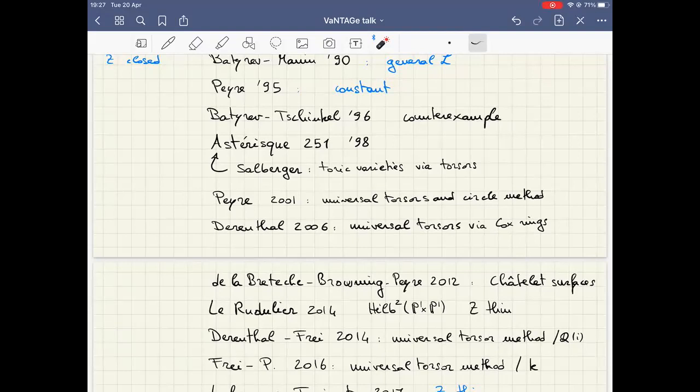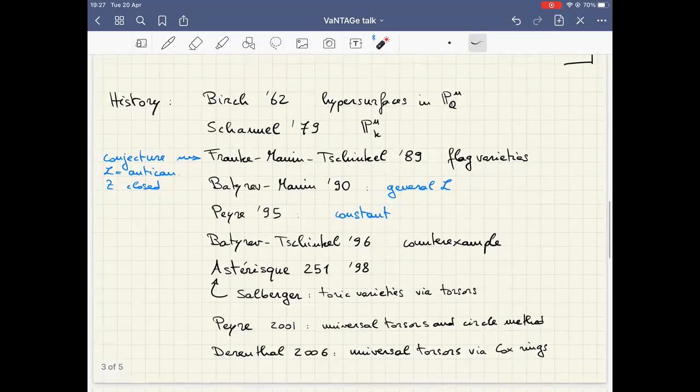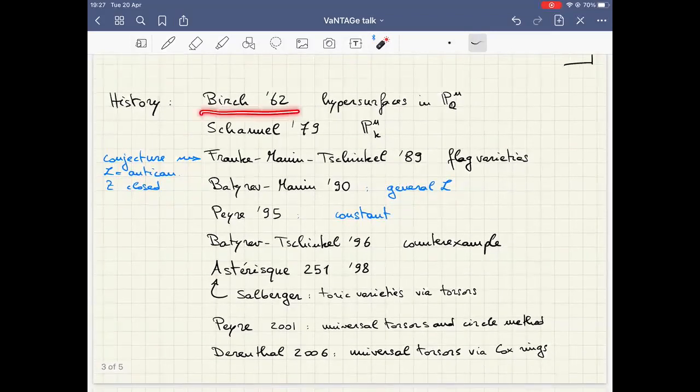Okay. Anyway, inside this volume, there is one particular paper by Salberger, where he proves Manin's conjecture for toric varieties over Q, over the rational numbers, using a method that uses universal torsors for toric varieties. This is not the first instance of a paper that uses torsors to count points. The first paper by Bleach was using torsors in its own way. Also the paper by Schanuel was using torsors in its own way.